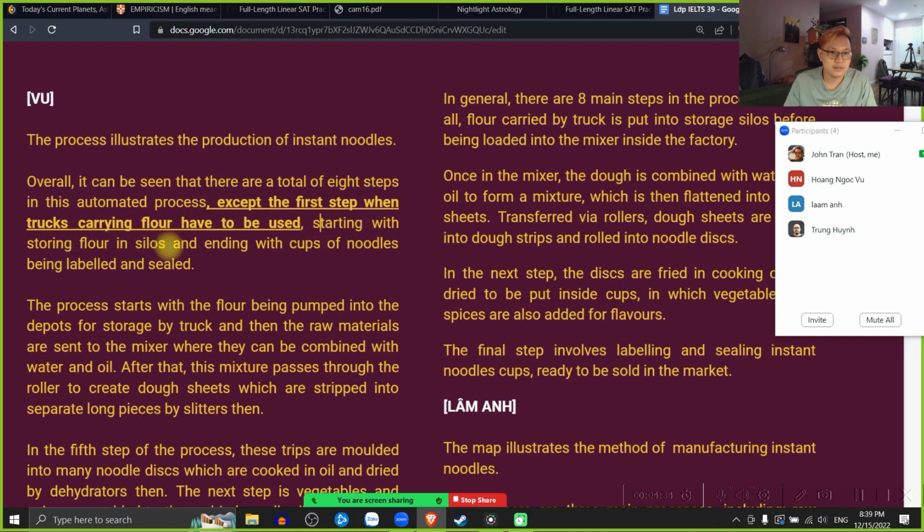Storing flour in silo, and ending with cups of noodles being labeled and sealed. Đúng rồi, dùng cái dạng being này tốt. Very good. Yeah. Cups of noodles being labeled and sealed.